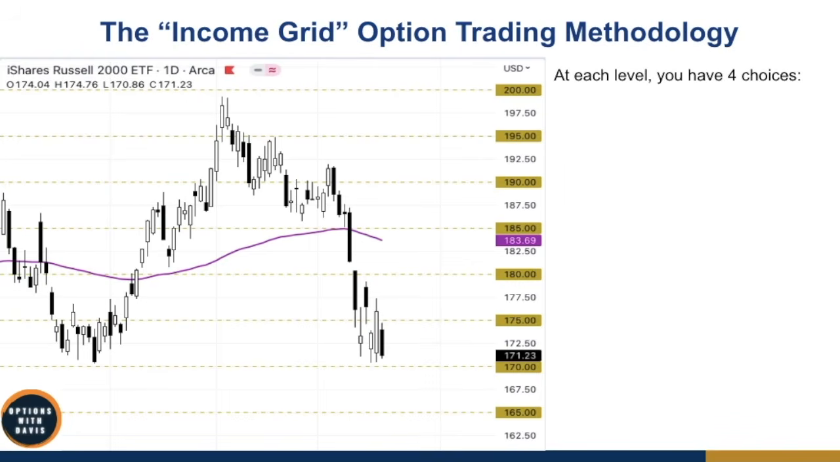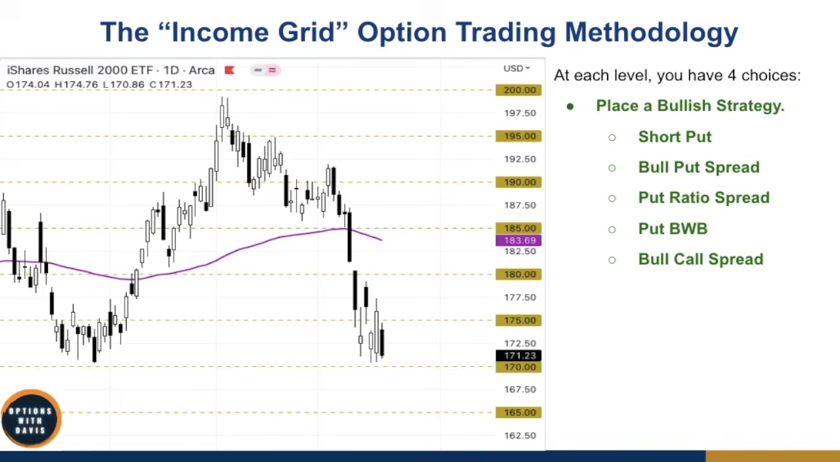All right, so let's get into the income grid option trading methodology. At each level, you have 4 choices. The first choice is to place a bullish option strategy, right? Let's say, for example, down here, you could see that the price level 175 has been hit. So this is where you can choose to place a strategy. Now you could choose to place a bullish strategy, and that could be a short put, a bull put spread, a put ratio spread, a put broken wing butterfly, or a debit spread, which is the bull call spread, right?